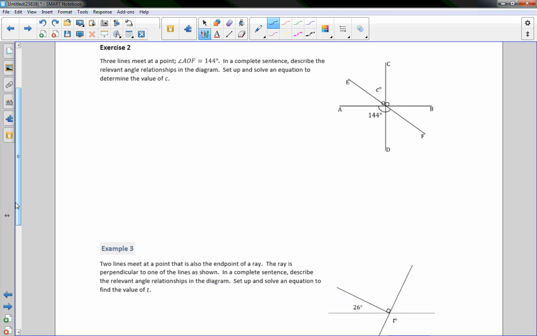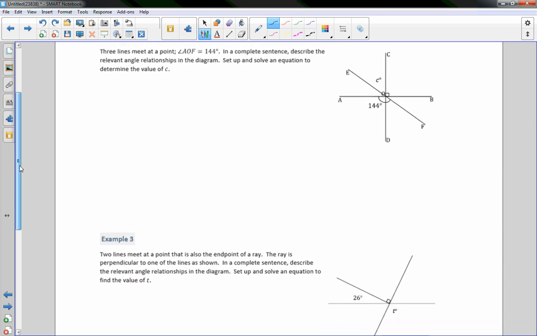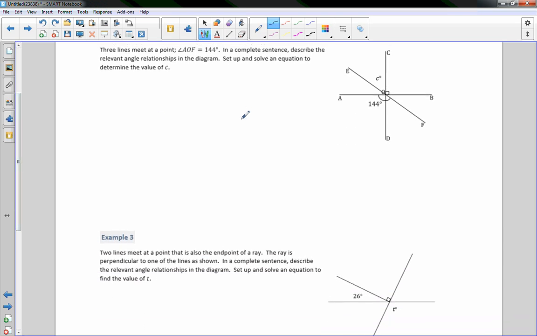Exercise 2. Now it's your turn. 3 lines meet at a point. Angle AOF is 144 degrees. In a complete sentence, describe the relevant angle relationships in the diagram. Set up and solve the equation to determine the value of C. C is this angle right here, angle EOC. Pause the video, see if you can do it, come back and see how you did.